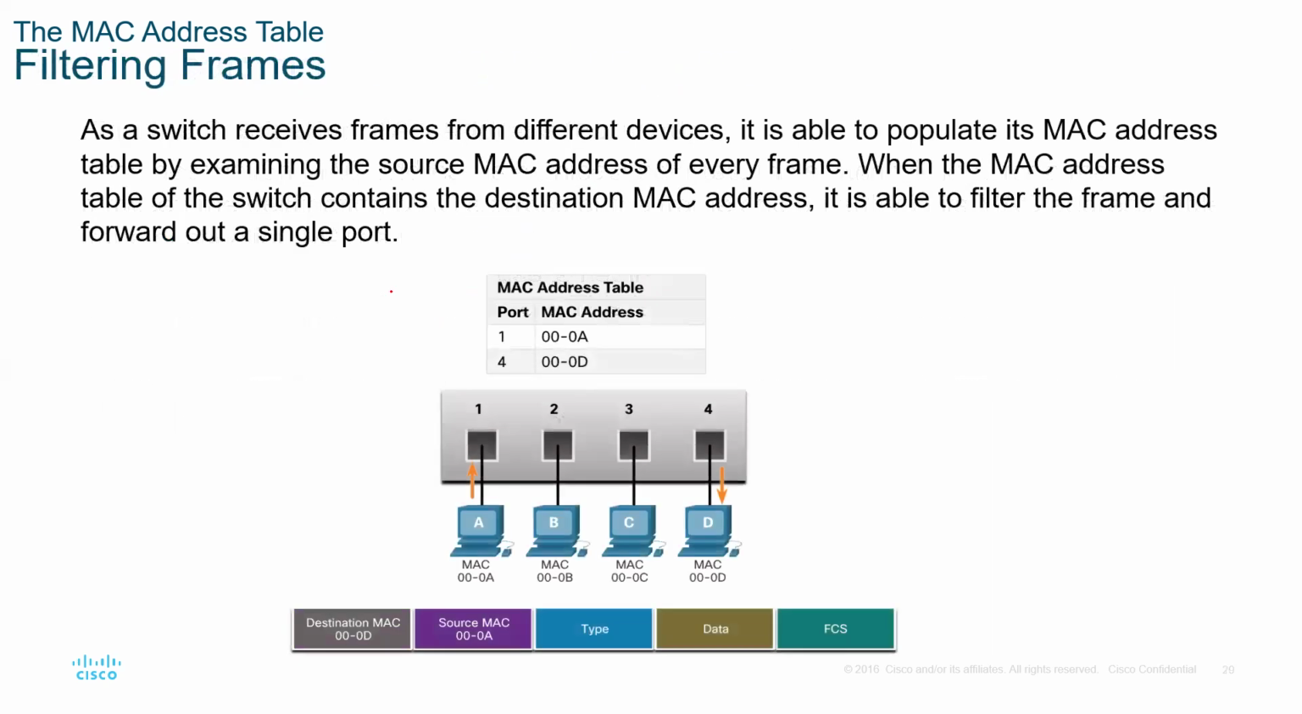Let's move on. Filtering frames. As a switch receives frames from different devices, it is able to populate its MAC address table by examining the source MAC addresses of every frame. When the MAC address table of the switch contains the destination MAC, it is able to filter the frame and forward it out a single port. We've discussed this already. If the MAC address is in the table, instead of sending a broadcast or non-unicast, we just send directly to the address.